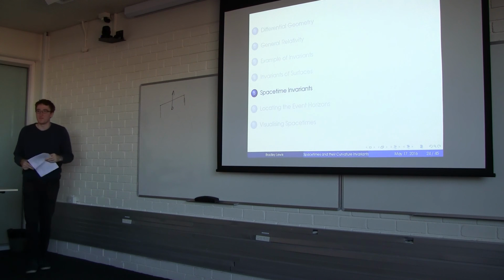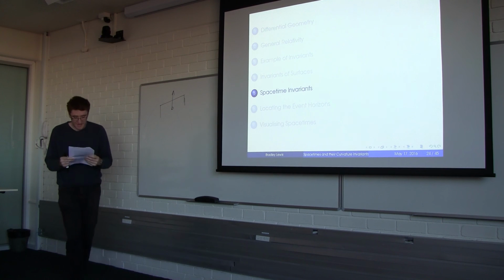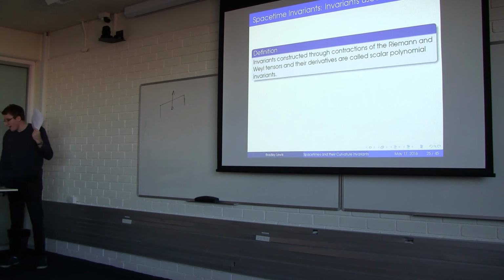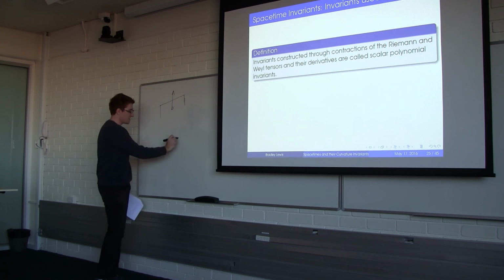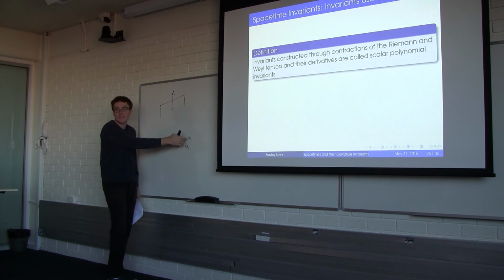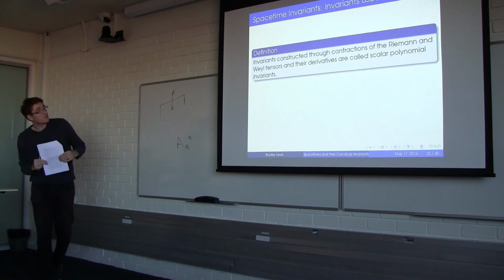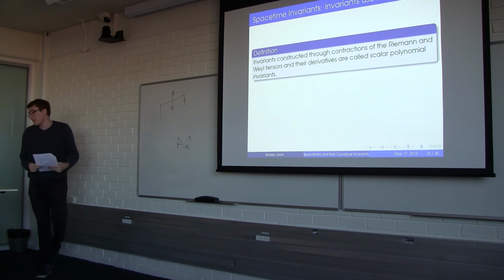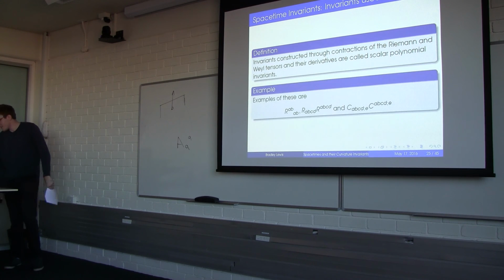Now we're going to try and develop similar sorts of theorems in the context of spacetimes. Before we can do that, though, we need to actually define our invariants. Invariants are constructed through contractions. This operation here, if A is a tensor and two indices are the same, you get a scalar out, and we call that a contraction. So they're constructed through contractions of the Riemann and Weyl tensors and their derivatives. These are called the scalar polynomial invariants, and they're going to be the central object for the rest of the talk, basically. And here are some basic examples.